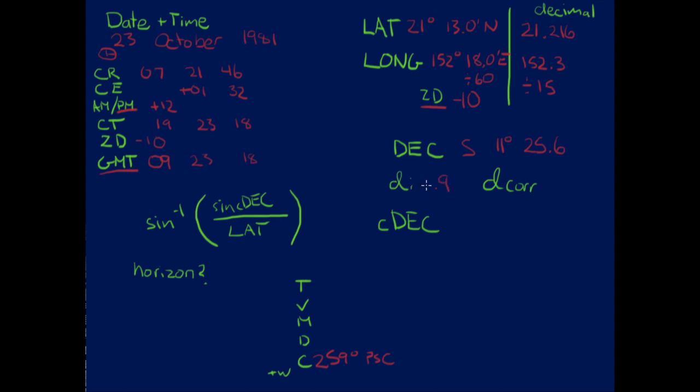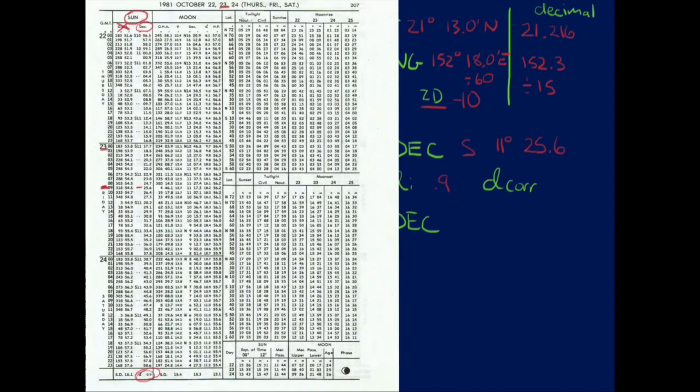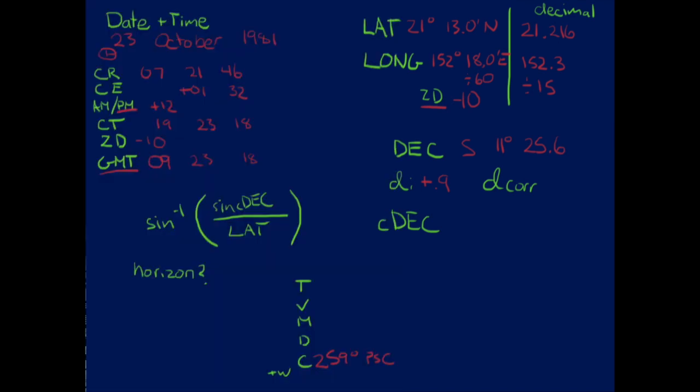Now, this could be a plus or a minus. I guess we'll just go back to this here real quick and look. 11, 25.6. Next one's 26.4. Next one's 27.3. They're going up, so this is going to be a positive correction. That's going to be a plus 0.9D. So when we actually look up what our correction is, we're going to add that to get our correct declination.